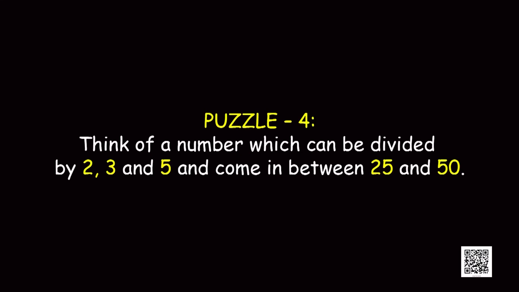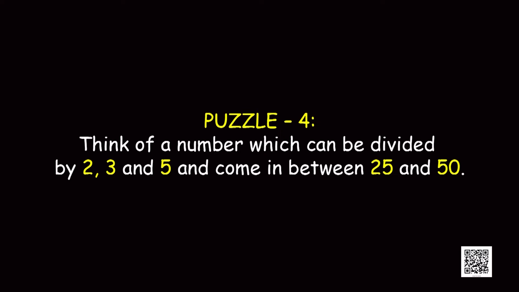Similarly, one more puzzle. Think of a number which can be divided by 2, 3 and 5 and comes in between 25 and 50. It is slightly difficult to calculate, but that number is divisible by 5, which means it should be a multiple of 5. Let us see what those multiples of 5 are.